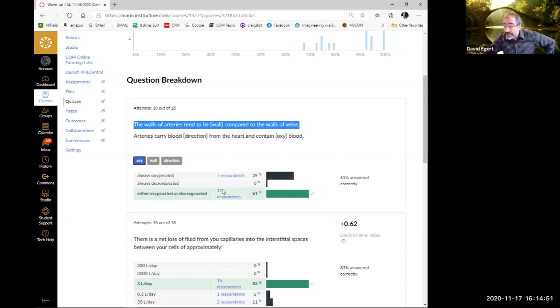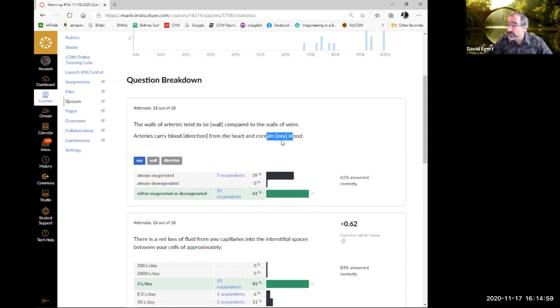This one, a lot of people got this wrong. It says the arteries carry blood that can be oxygenated or deoxygenated, right? If you're on the pulmonary circuit, the arteries are taking deoxygenated blood out to the lungs. If you look at the direction, most people know that arteries are always leaving the heart. But if you're leaving the heart from the systemic side, it's oxygenated blood. But if you're leaving the heart on the pulmonary side, it's deoxygenated blood. So make sure you don't get that confused.